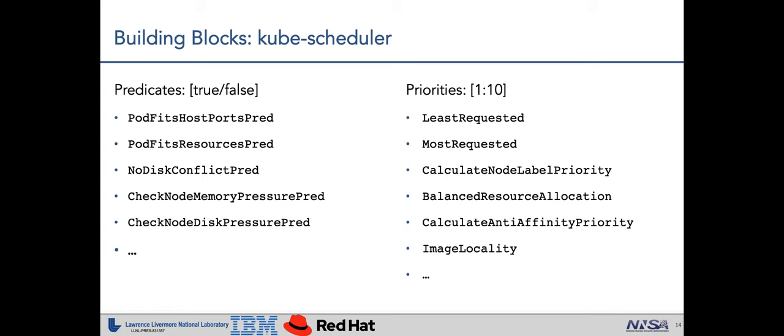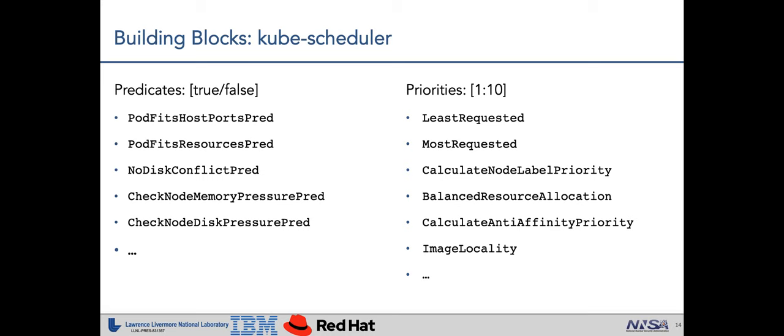Predicates are filtering functions. They take as input the list of the compute nodes in the cluster, plus what the current pod that needs to be scheduled is asking for. Given the resources asked by the pod and the current list of nodes, the predicate set of functions will filter the nodes that can or cannot host that specific pod. So the initial list will be pruned a little bit by the predicates.